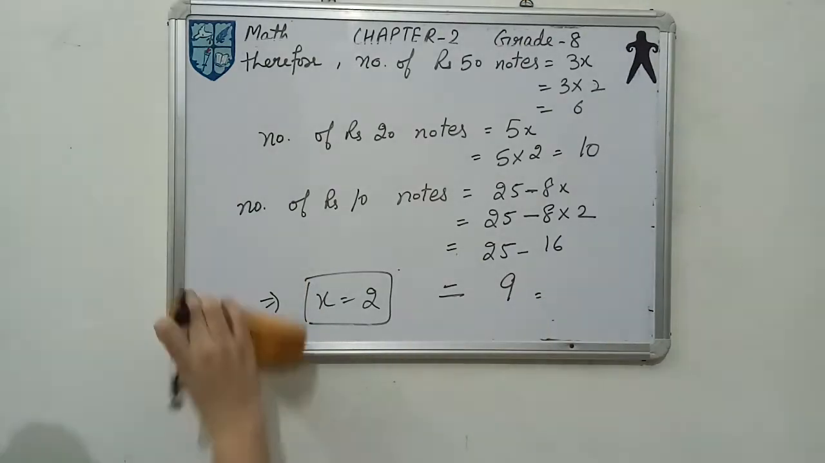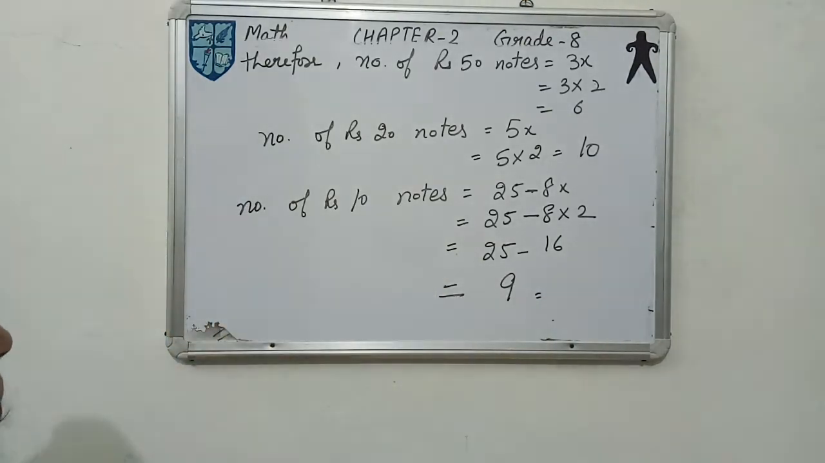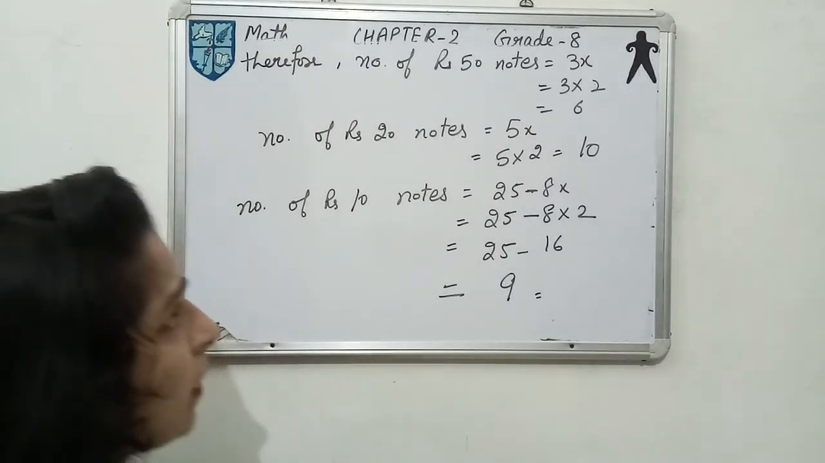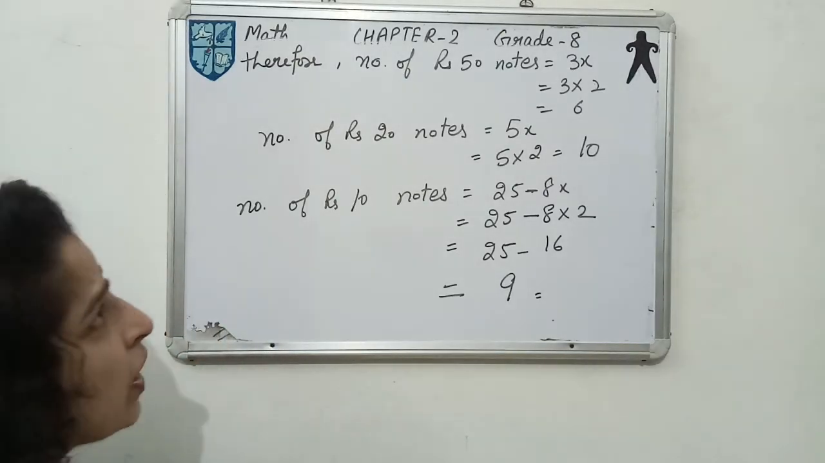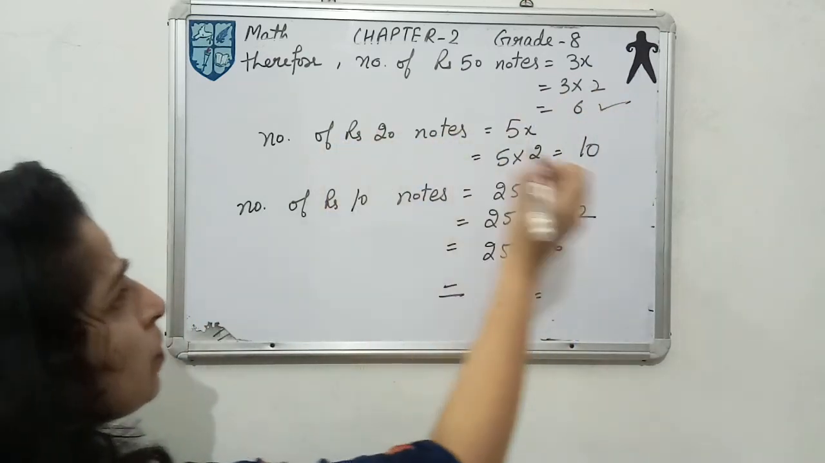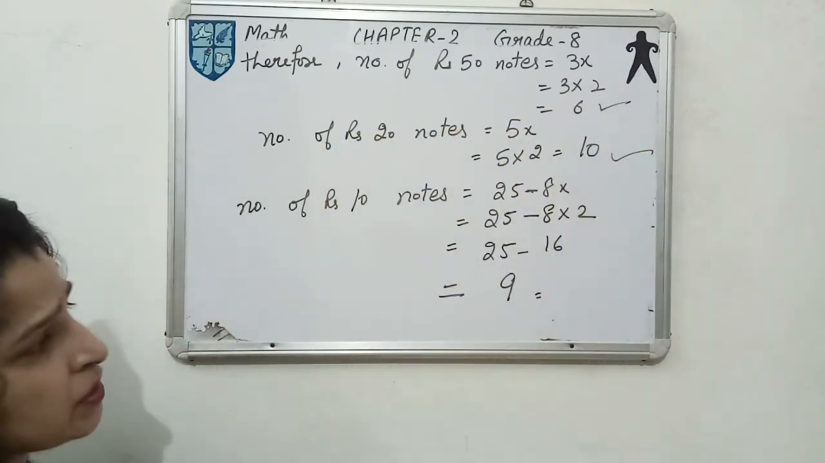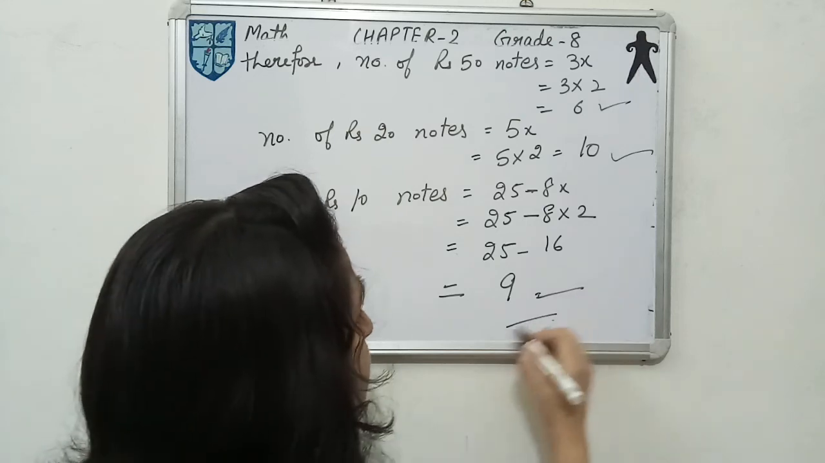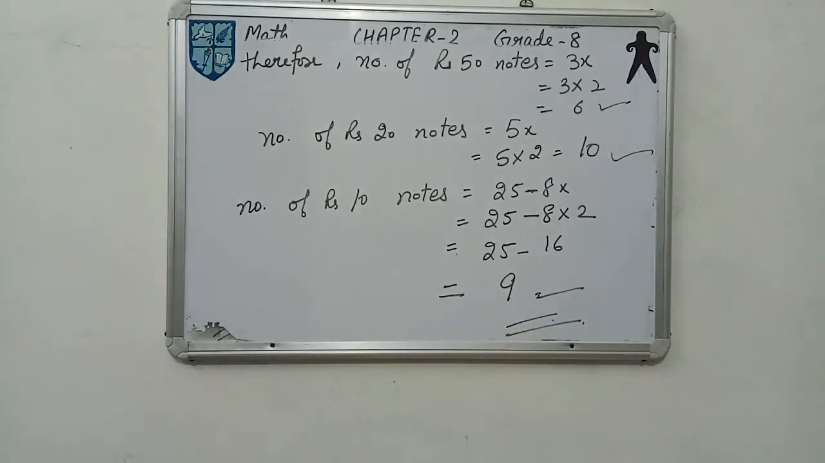So you wanted all denomination numbers, how many notes are there? And now you have got it. 50 rupees notes are 6. 20 rupees notes are 10 and 10 rupees notes you have 9. This is all about example number 11, exercise, chapter 2. Thank you so much.